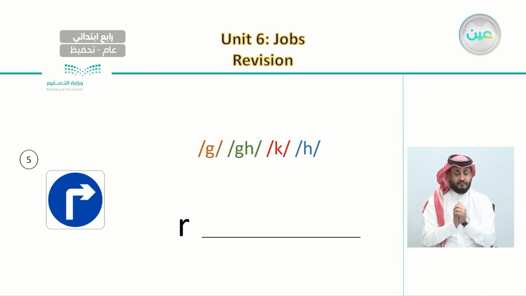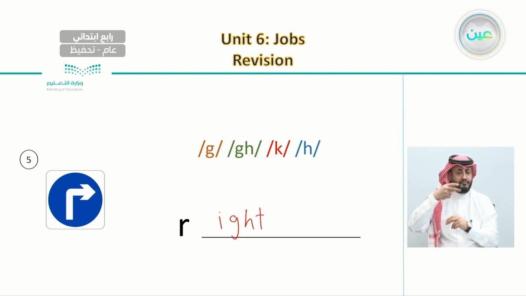Number 5, if you look at this sign, or this direction, it represents a word, which is the word right. So the word right. And we said that the word right has two silent letters. So repeat it with me. Right. What do you think those silent letters are?